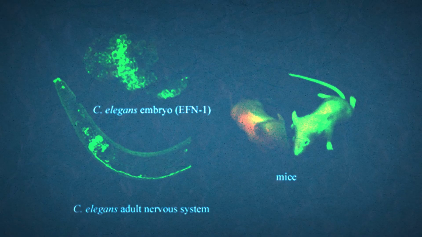In this image you can see the cells, on the left hand side it is C. elegans, on the right hand side it is the mice. Both are expressing the reporter gene green fluorescent protein.